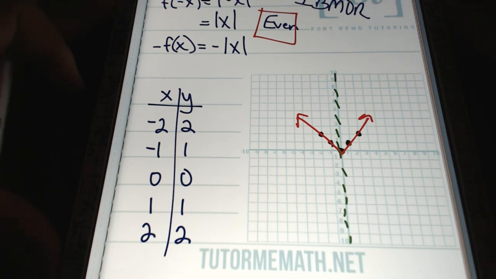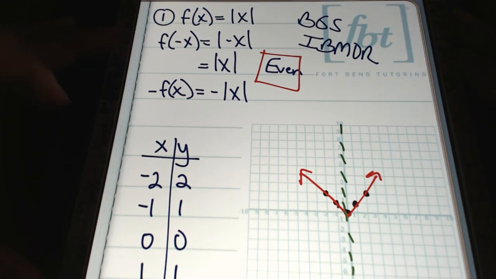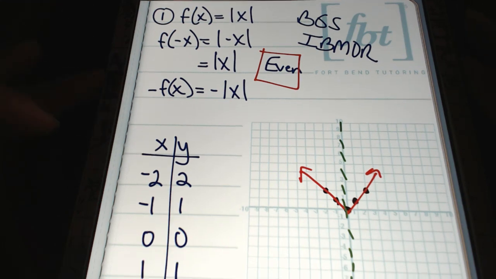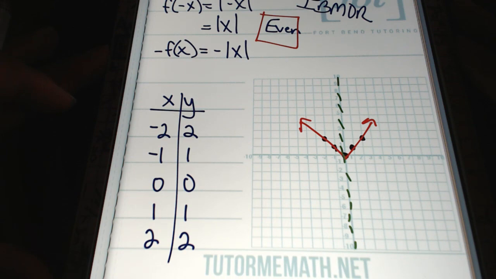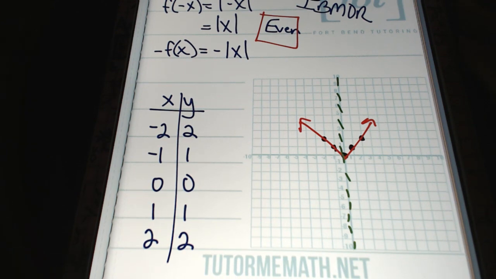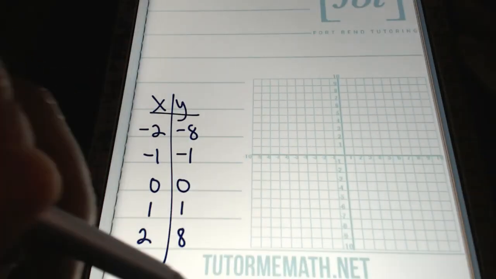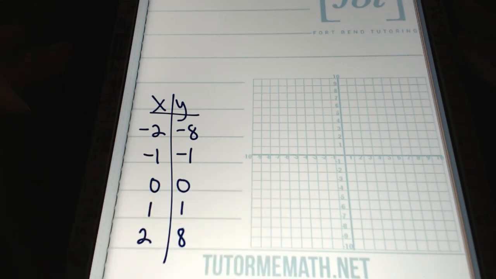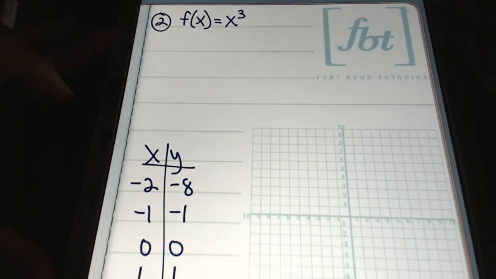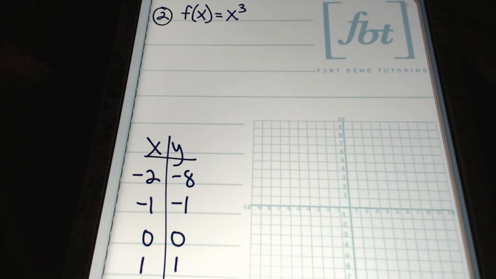So not only, guys, have I shown you how to identify the even function by using the even and odd test algebraically, we also looked at the table of our points to identify that it's an even function. We also looked at the graph and identified the even function that way. And we are moving on to our next example as I change the ink to black. Problem number 2.